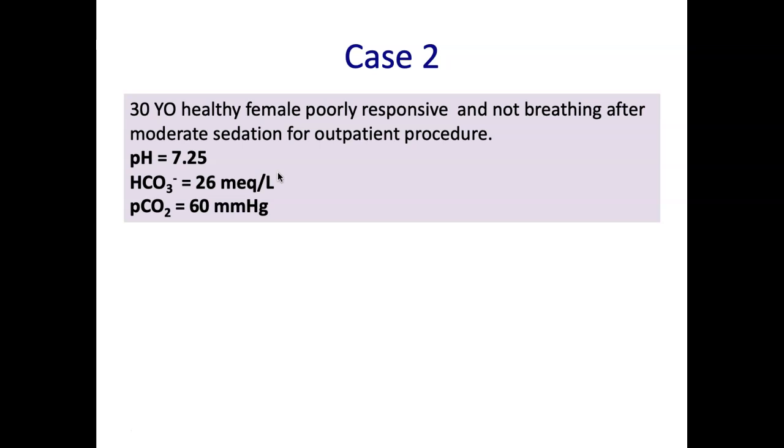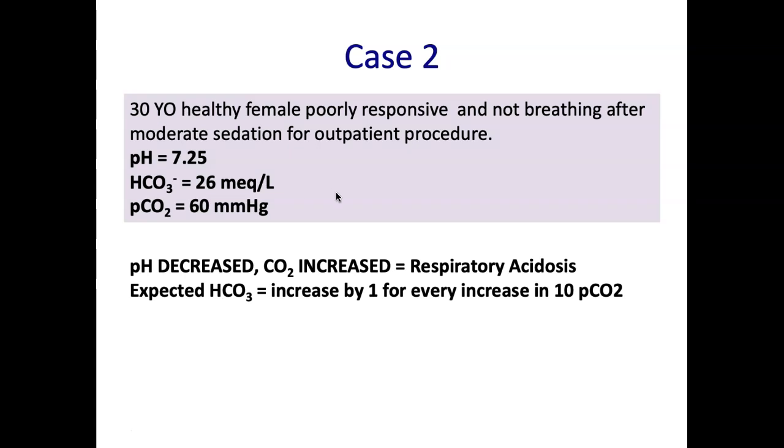So what's the primary disturbance? The pH is low. Is it a metabolic problem? No, I don't think so. This is a respiratory acidosis. pH decreased, CO2 increased: respiratory acidosis. That's the primary problem. She's not breathing.